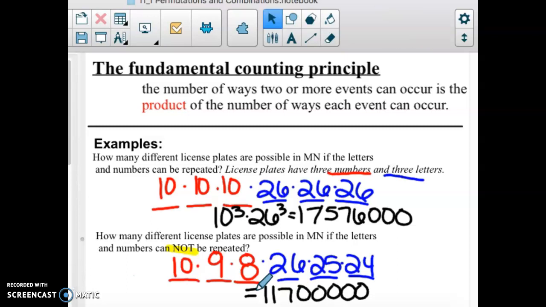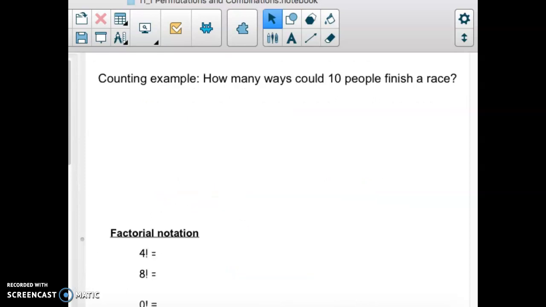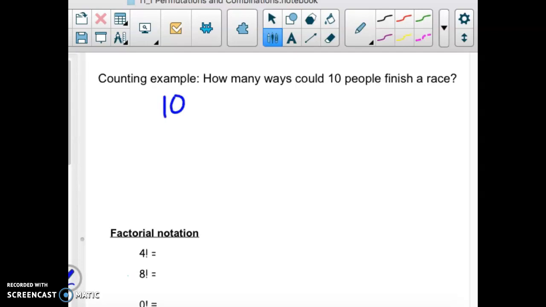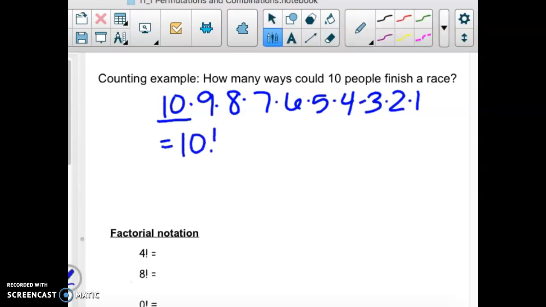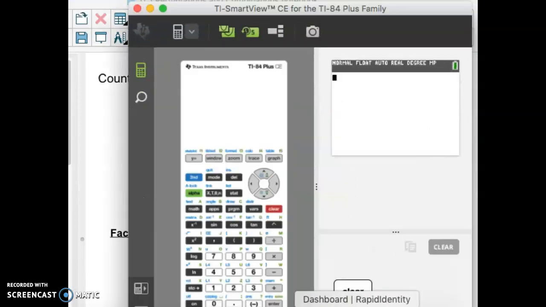It makes sense there are quite a few options. There's going to be more if you can repeat and less if you cannot repeat. So if we're counting how many ways 10 people could finish a race, you could go through and do the multiplication counting principle and say, okay, well, we have 10 options for first place, and then 9, 8, 7, 6, 5, 4, 3, 2, 1. That's kind of tedious. There is a faster way. This is the same thing as 10 factorial.